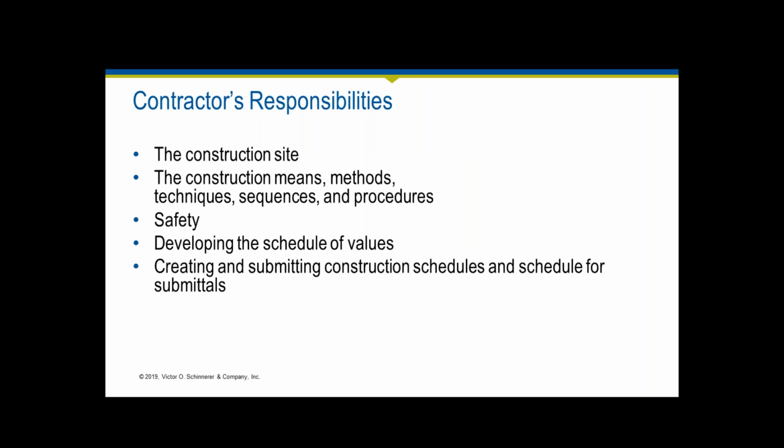Now, the contractor clearly has business risks associated with undertaking a construction job. They are responsible for the site, means and methods, safety. They develop a schedule of values, and to that end, they need to be aware of what those risks are, and they need to know what the site looks like. They have a responsibility to visit the site, check the plans, and inform themselves of the requirements of the work.